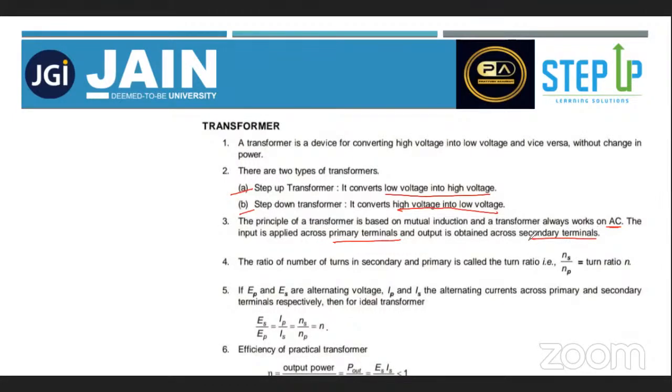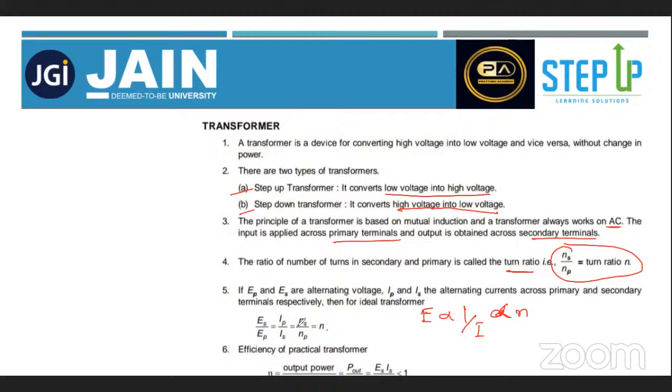You can say primary coil, secondary coil. The ratio of the number of turns in secondary and primary is known as turn ratio. So secondary upon primary is the turn ratio. If EP and ES are the alternating voltages and IP and IS are the alternating currents across primary and secondary terminals respectively, then for an ideal transformer, voltage is directly proportional to number of turns, while E is inversely proportional to current.